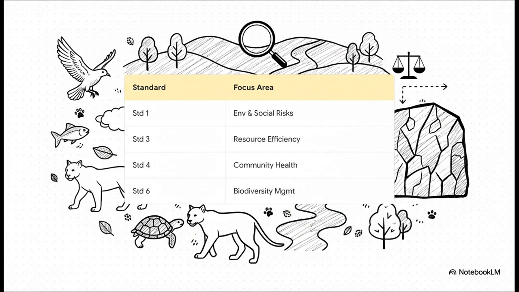But Standard 6, that is the real heavyweight for our topic today. It covers biodiversity conservation and management of living natural resources. It fiercely protects areas supporting endangered, endemic, or migratory species. Basically, if a company's plan doesn't align with these high bars, they are seriously falling behind the industry standard.